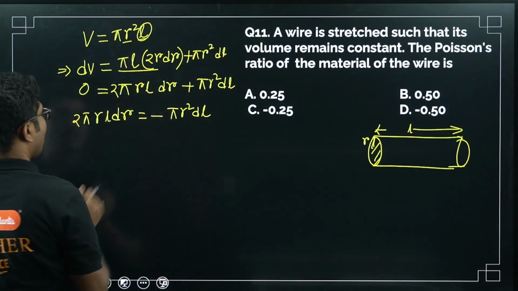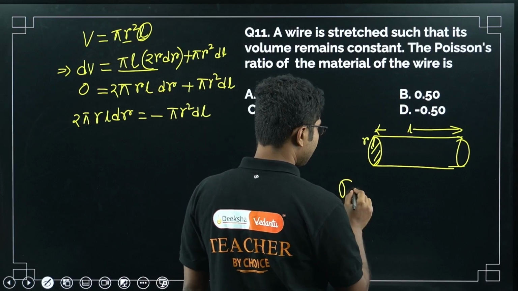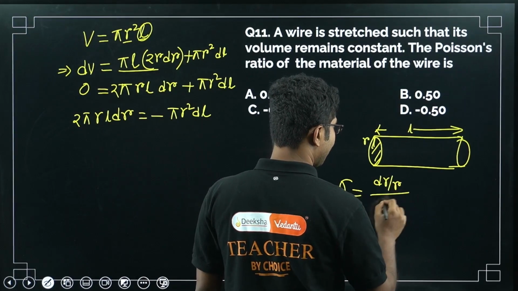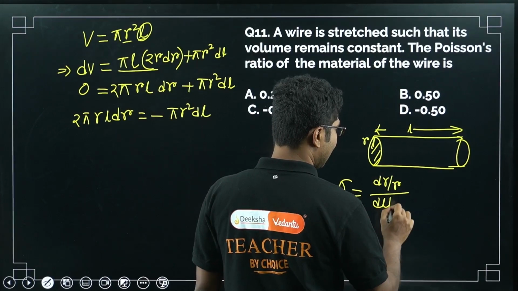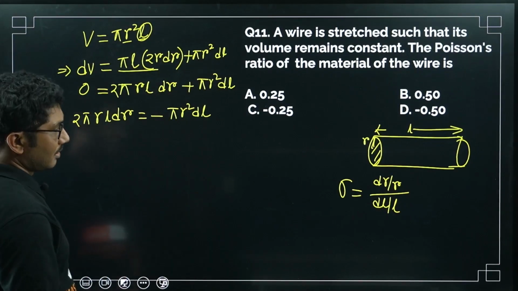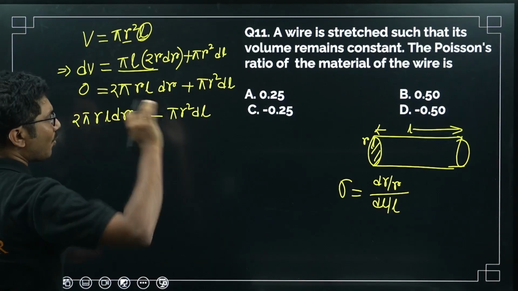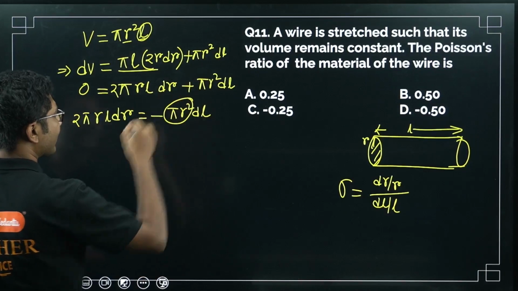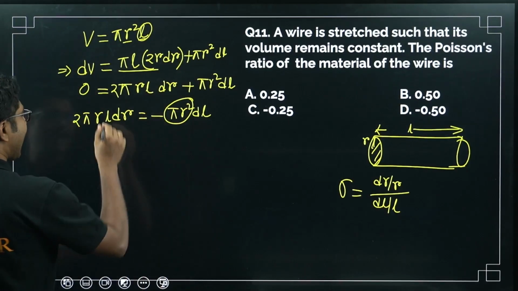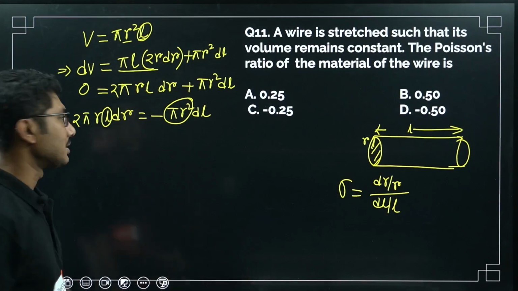Now what is Poisson's ratio? Poisson ratio is dr by r divided by dl by l. So first we have to find dr by r. We will take this pi r square, it is creating some problem, and divide it on this side, and this L is creating a problem, so I will take it to the other side.